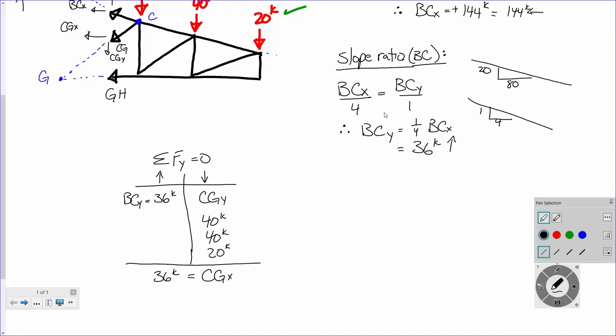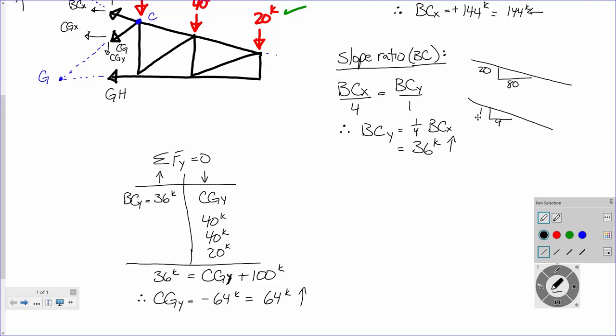CGY. Oh, just go ahead and draw it like that. CGY plus, what, 40 and 40 is 80, 20 is 100 kips. Okay? So therefore, what's CGY going to come out to be? Negative 64 kips. So if it's negative 64 kips, that tells us a couple things. First off, right off the bat, that tells us that 64 kips is acting in what direction? Up.